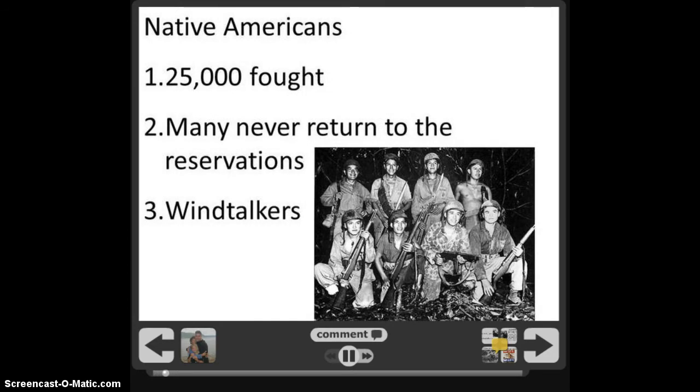Another bit of social history involving World War II is Native Americans. Lots of Native Americans fought in World War II, and really a very important consequence of Native Americans and World War II is that they left the reservation to go fight in World War II, and many never returned to the reservations. This was one of the most destructive things to Native American culture, possibly since the Dawes Act.